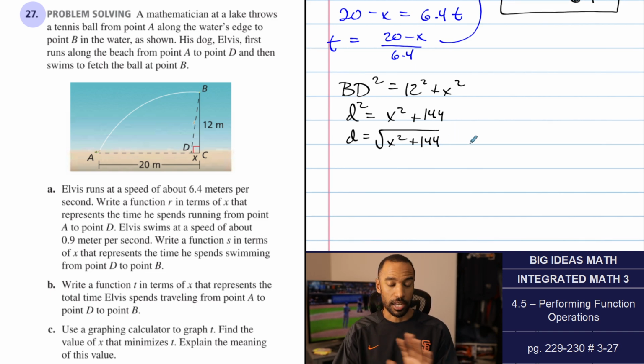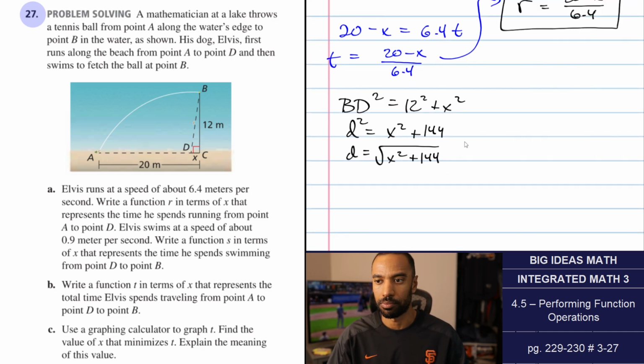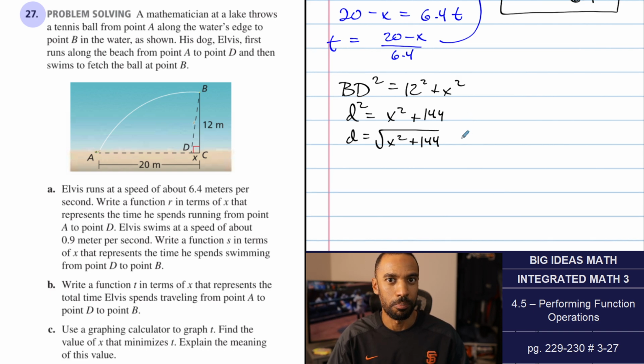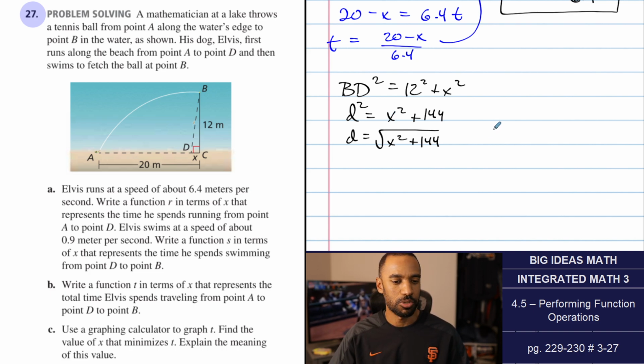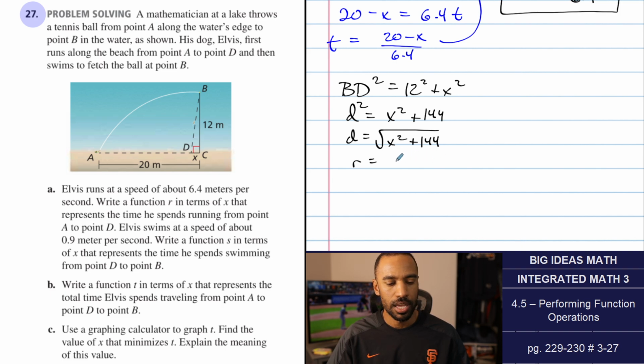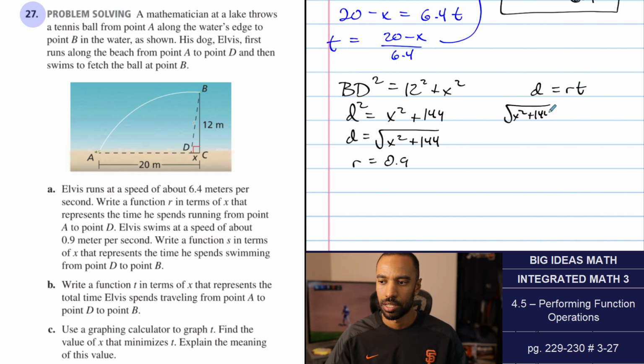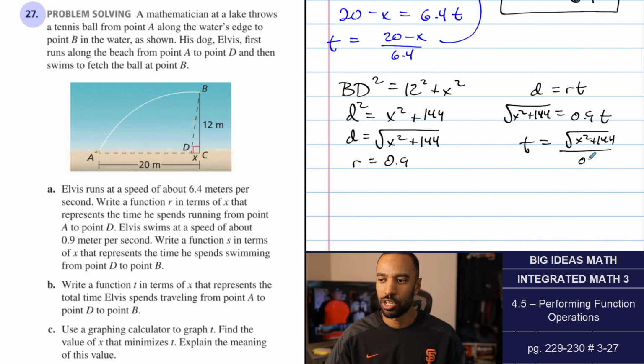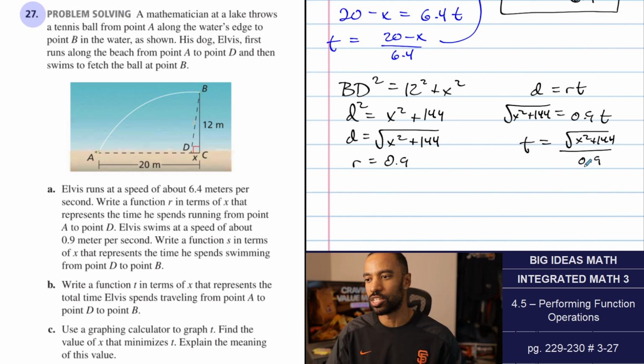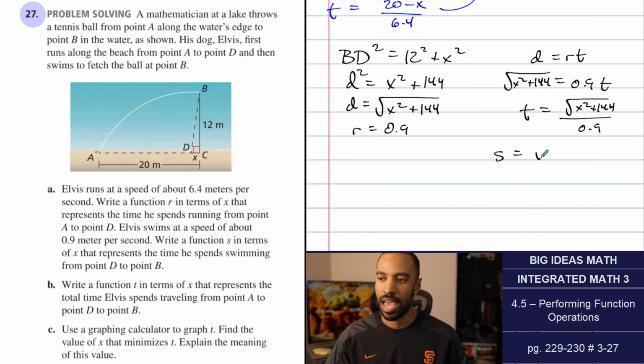So we have that set up. That does not equal x plus 12. That's not how square roots work. I hope throughout anything you've done, whether it was this chapter or being in IM3, now for my 1 and 2, that you stop doing that. Anyway, there's our distance. Distance equals rate times time. His rate, in this case, is 0.9 meters per second. So time is the square root of x squared plus 144 over 0.9. Once again, I feel like we can do more with this to not make it look like a fraction thing. But this will be s. S equals square root of x squared plus 144 over 0.9.